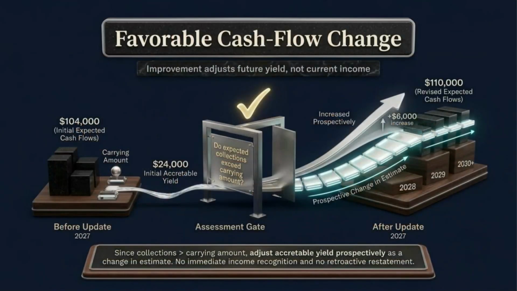In 2027, expected cash flows improve from $104,000 to $110,000, an increase of $6,000. Because expected collections still exceed the carrying amount, this is treated as a change in estimate. The accretable yield is increased prospectively. That means future interest income changes, but prior periods are not restated, and no immediate gain is recorded just because the forecast improved. The rule is calm and practical. Better estimates adjust the path ahead.